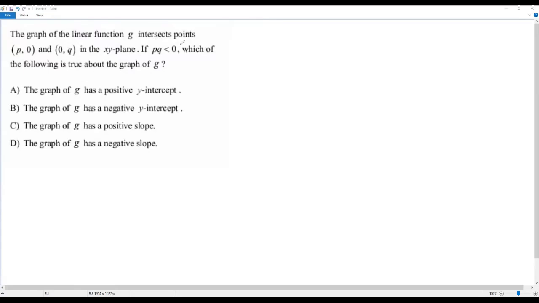Here we have a SAT math problem. Okay, let's go to the question. The graph of the linear function g intersects points (p, 0) and (0, q) in the xy plane. If p times q is less than 0, which of the following is true about the graph of g?